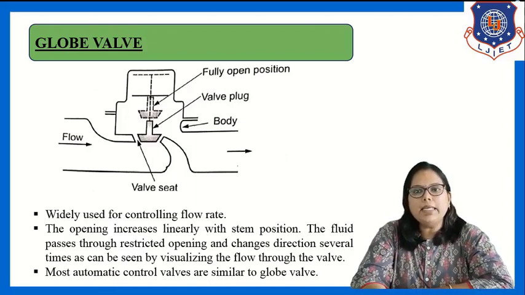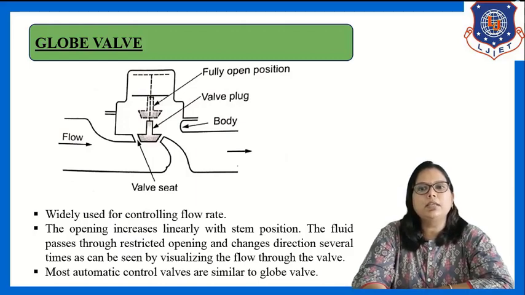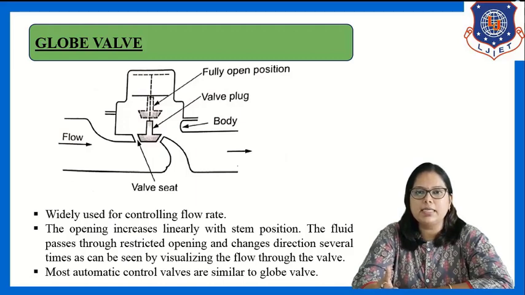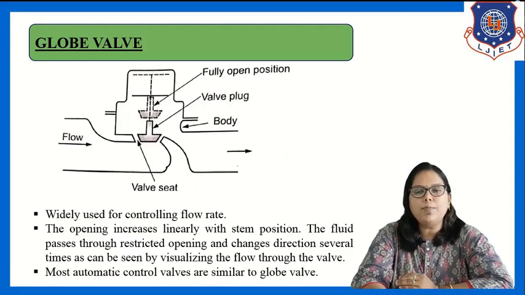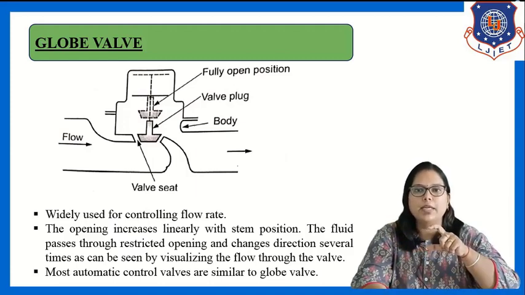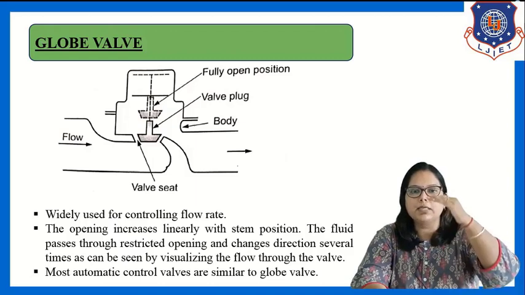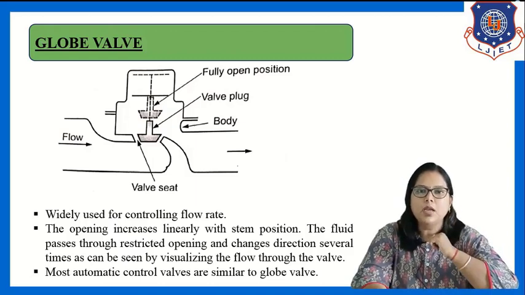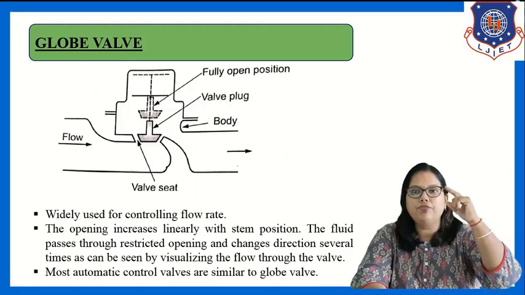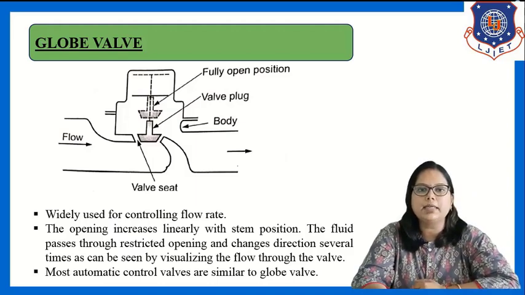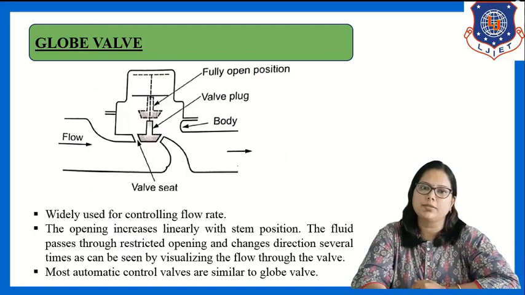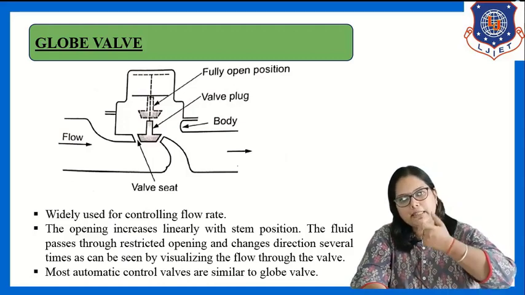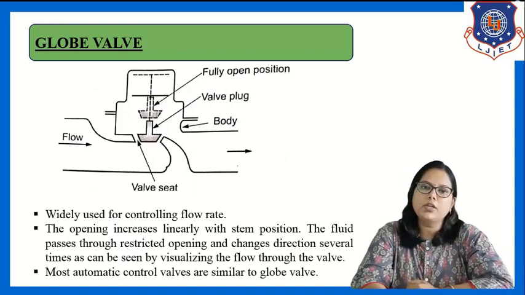In this, the opening increases linearly with stem position. The stem, you can see it is denoted as valve plug in the figure. That valve plug, according to the flow rate, the position of the valve plug is changing up and down. When it is fully in the upward direction, then it is fully open position. And when it is totally in the bottom portion, then it is fully closed condition.